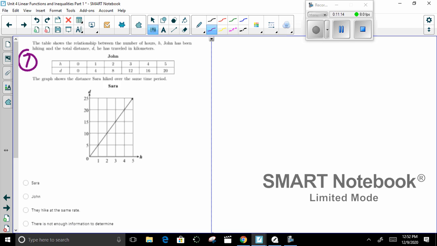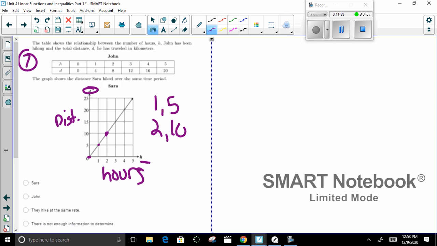Here's Sarah's graph. The graph shows the distance Sarah went over time. So obviously 0 hours, she traveled 0. H is on the x-axis, so hours is here, and distance, because the d is there. After 1 hour, Sarah has traveled 5 kilometers. After 2 hours, Sarah has traveled 10 kilometers. After 3, she's traveled 15. And after 4, she's traveled 20.